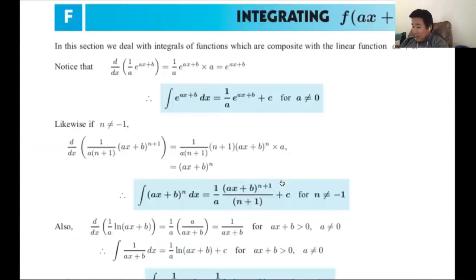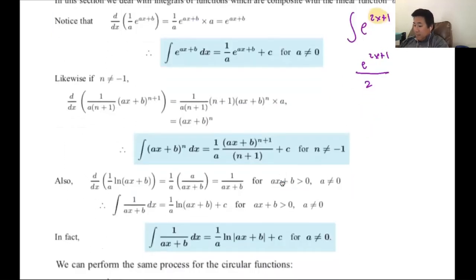So for instance, if you have e to the 2x plus 1, the antiderivative is just e to the 2x plus 1 divided by the derivative of the exponent, which in this case is 2. Same thing here. They say 1 over a, but that's just because it's a times x plus 3 to the n.